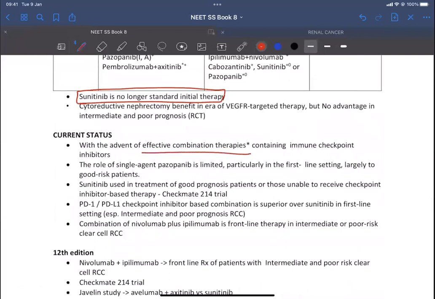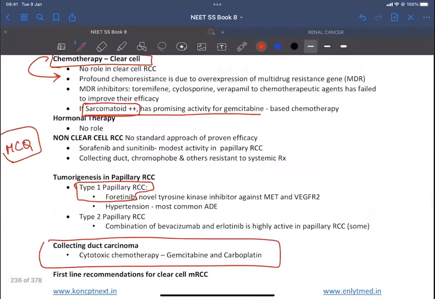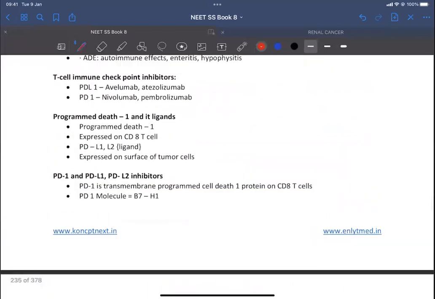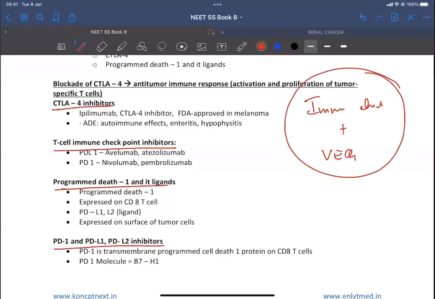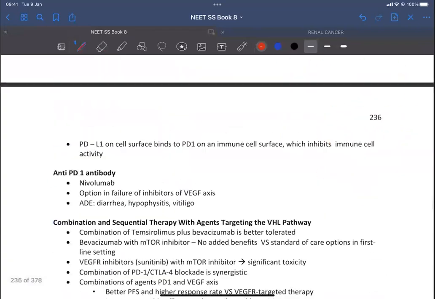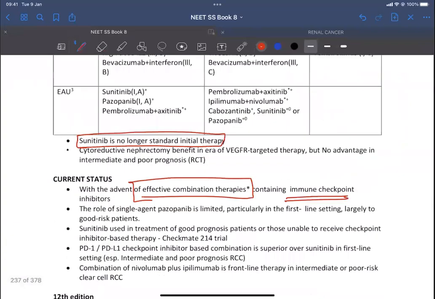And it is usually a combination therapy that contains immune checkpoint inhibitors, which, as we have seen here, are CTLA4, PD1, and PDL1. So these are the immune checkpoint inhibitors, plus a VEGF targeting agent. This combination is what is used as first line in most countries now for metastatic renal cell tumors.